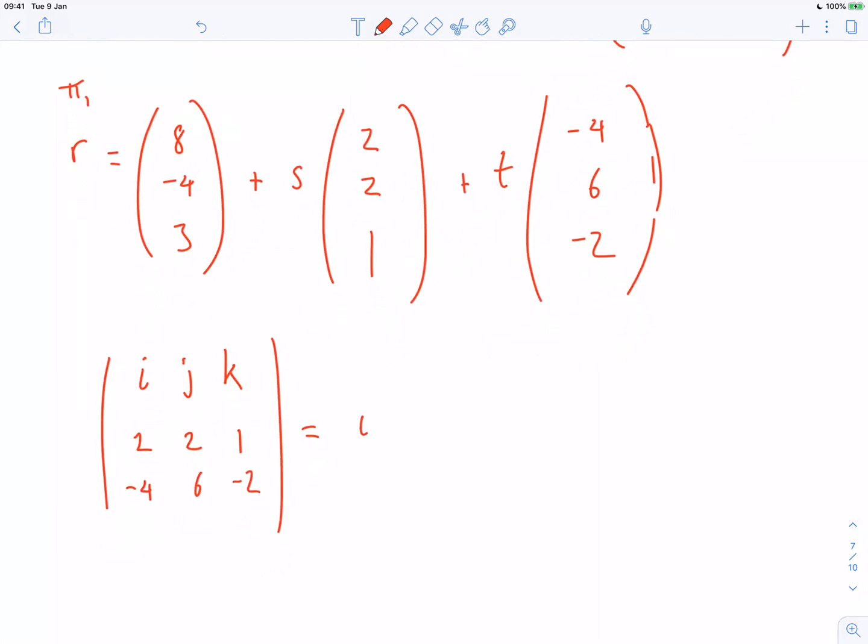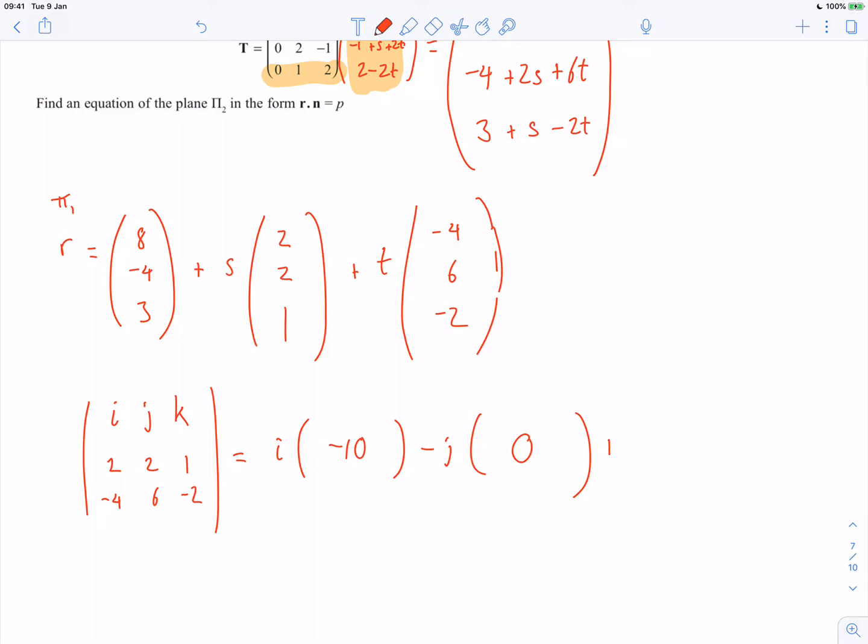So this is going to be i lots of, take that out, 2 times minus 2 is minus 4, minus a 6 times 1 is minus 6, so that result is a minus 10. And then minus j lots of, and then cross out the j row and j column. I've got 2 times minus 2, which is minus 4, minus a 4 times minus 1, which is a plus 4, so I believe that's a big fat 0. And then for the k one, remember the checkerboard, it's plus k now, so that becomes 2 times 6, which is 12, minus 4 times 2 is minus 8, so 12 minus 8 becomes a 20.